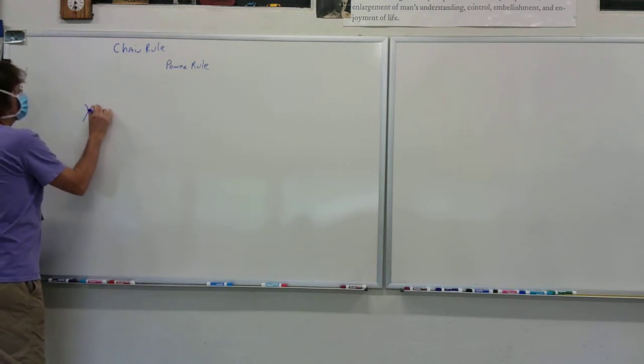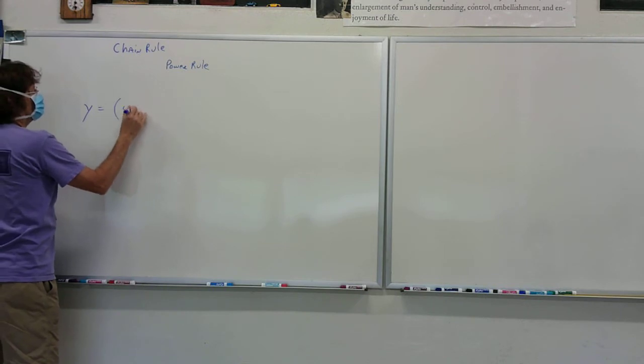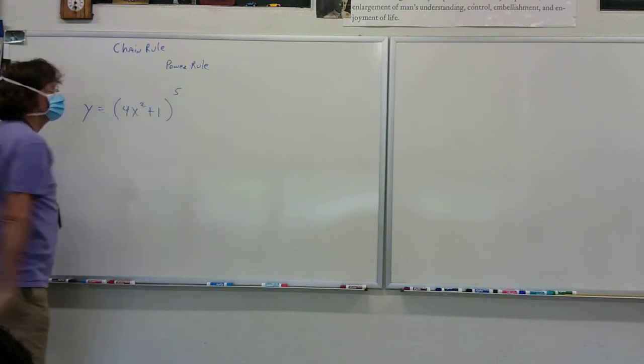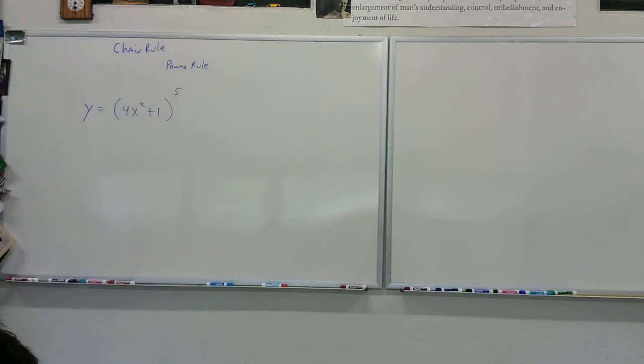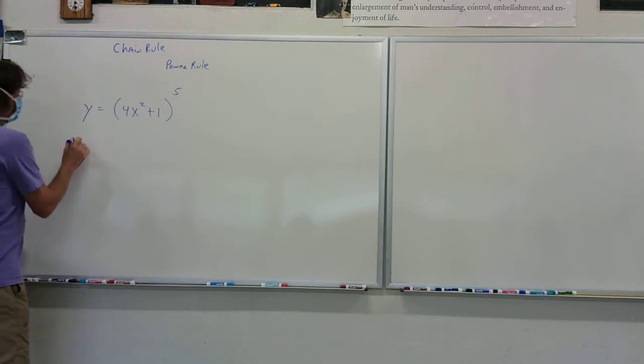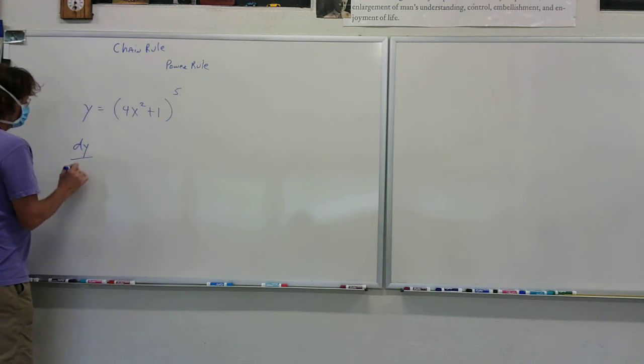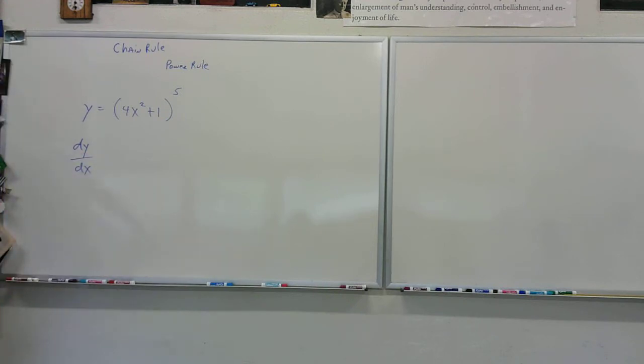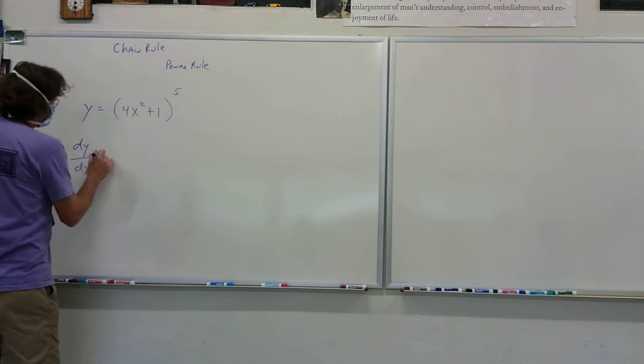y equals (4x squared plus 1) raised to the 5th. All right? You could write that out 5 times and use the product rule a long time. We're not doing that. What you do, and this is one of those things where I'm not proving the rule. Let them do that in the AP class.